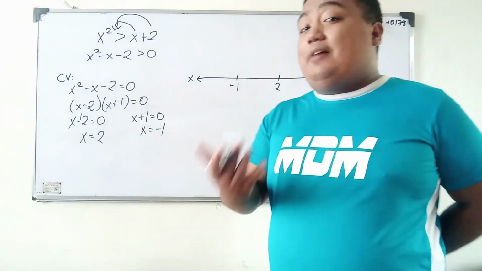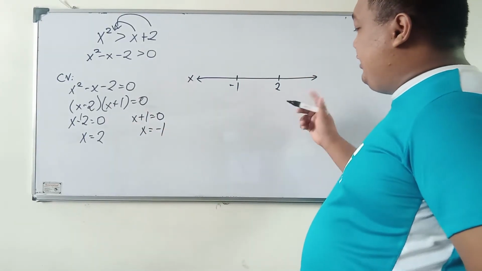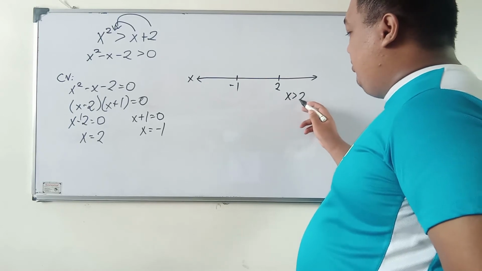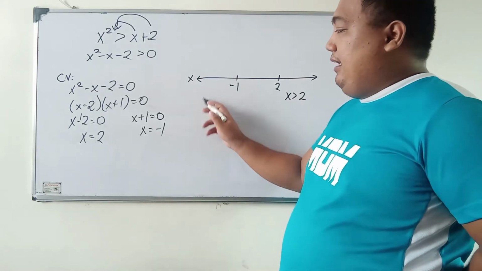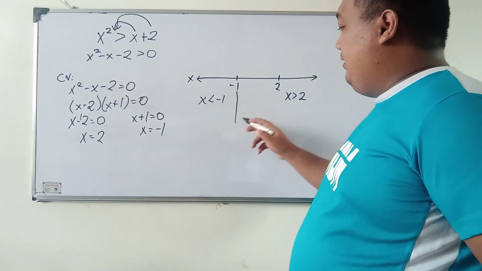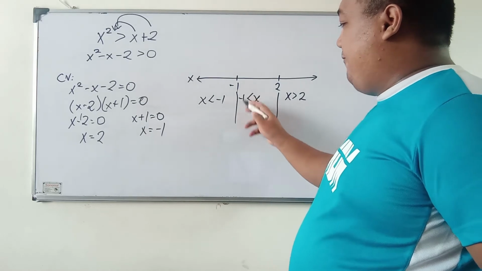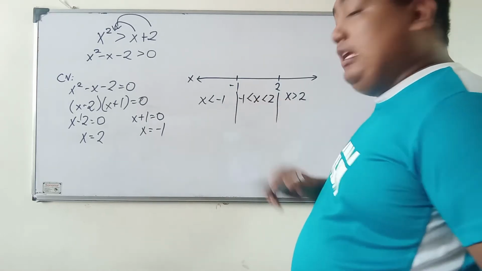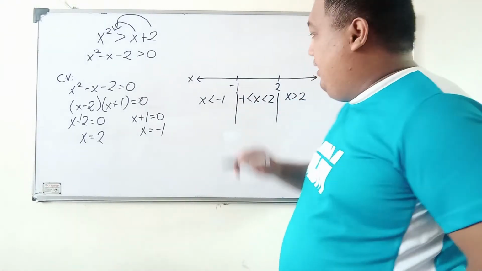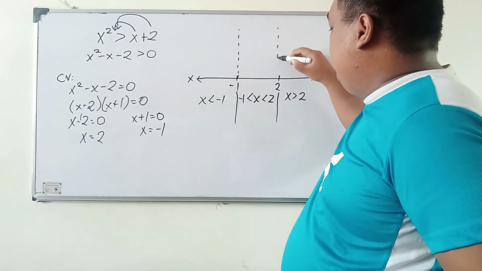Okay? So, katulad na sinabi ko kanina, we need to identify the regions. So, this first region, this is x is greater than 2. This one is x is less than negative 1. Okay? And this last part is x is greater than negative 1 but less than 2. Okay? Then we will test the sign.